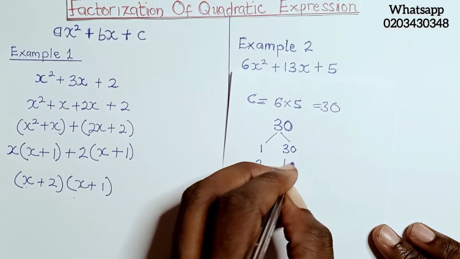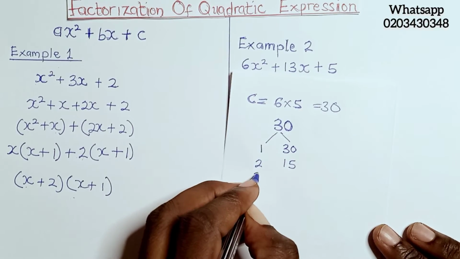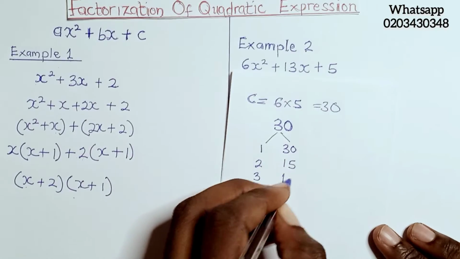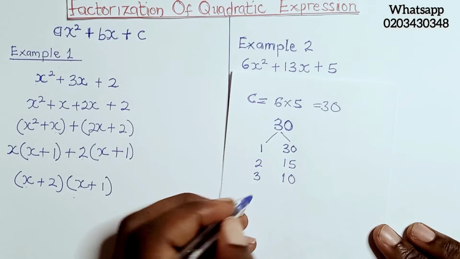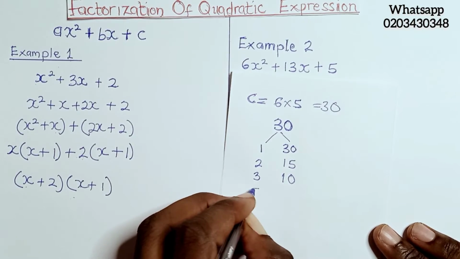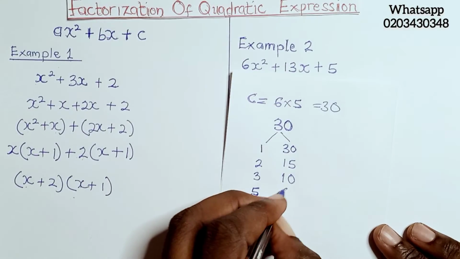It will go inside 15 times. Then the next one, 3. Then 3 will go. 4 cannot go. So we'll take the next number, which is 5. Let's see if 5 can go. 5 can divide 30, 6 times.